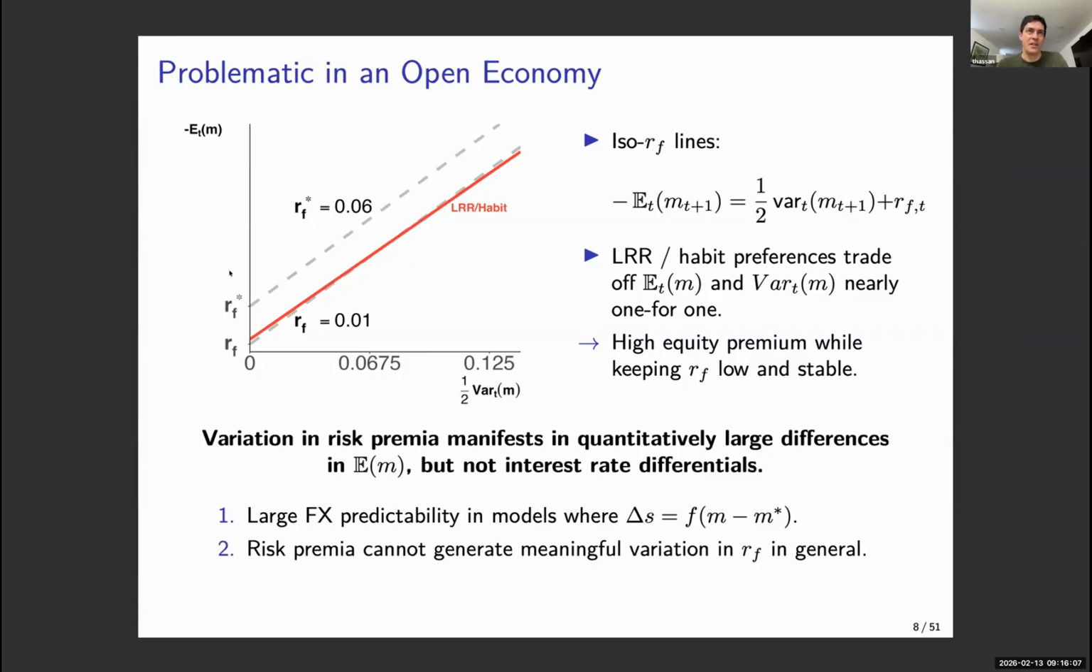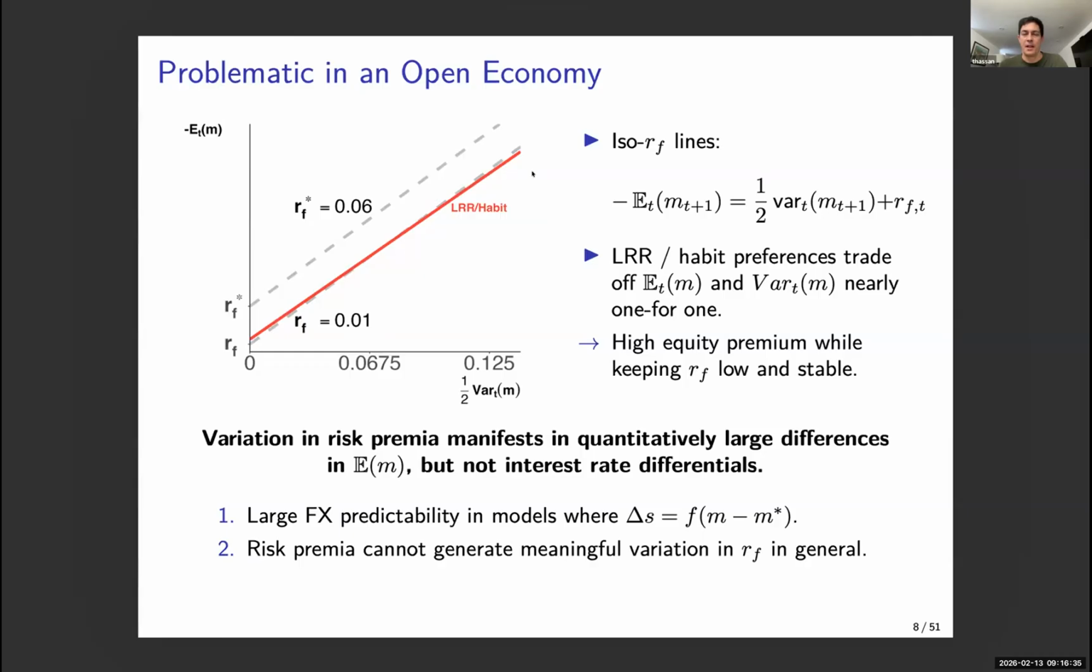The second and more basic problem, which exists even if markets are totally incomplete, is that even if I forget about the link between the E of M and the exchange rate, the fundamental problem remains: I would have to make the difference in the variance of M between these two countries so giant that it's off the slide to get any meaningful differences in risk-free rates, because this red line has almost a slope of 1.